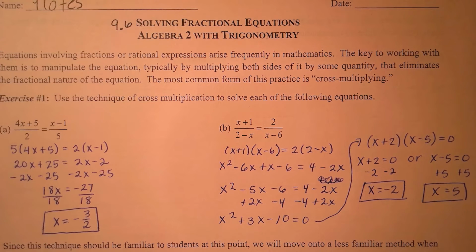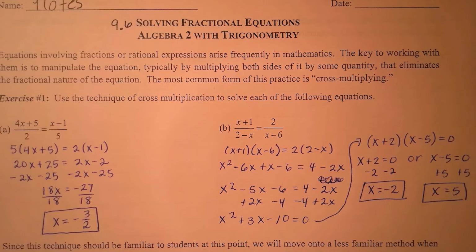On part B of exercise number 1, we have to take x plus 1 and multiply it by x minus 6 and make that equal to 2 times 2 minus x. When we FOIL out the left-hand side of the equation, we get x squared minus 6x plus x minus 6. The right-hand side of the equation, when we multiply it, we get 4 minus 2x.